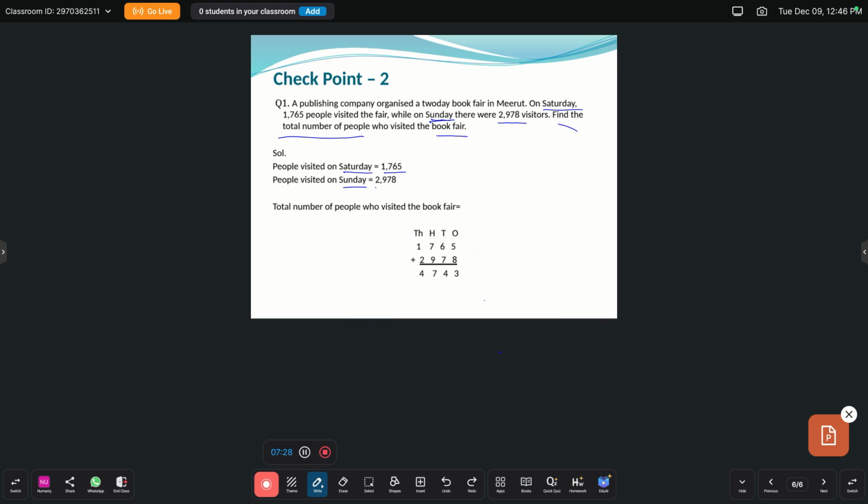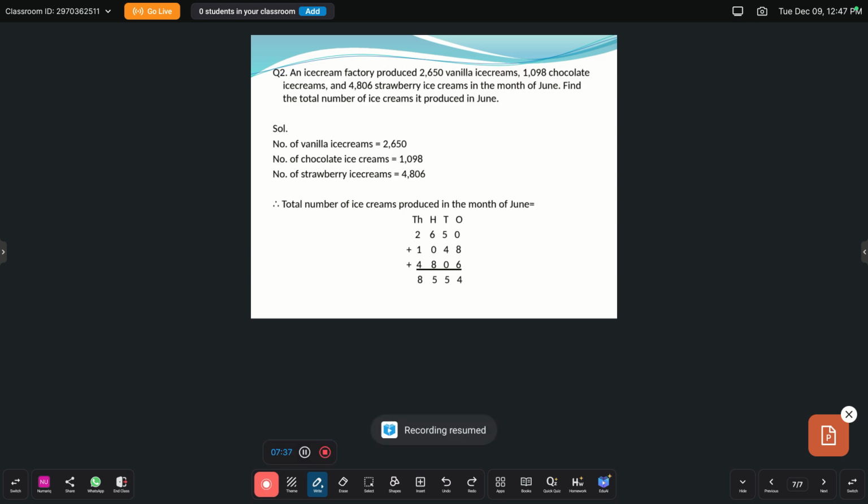So the number of people who visited the book fair is 4,743. Now we will move to next question.